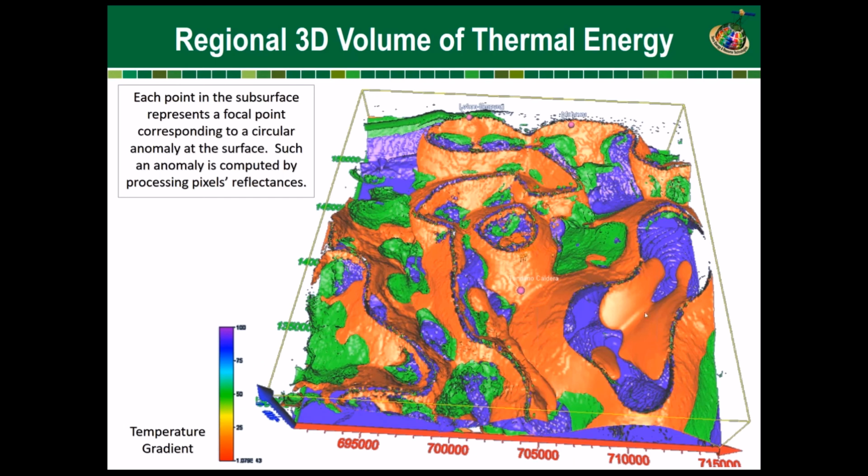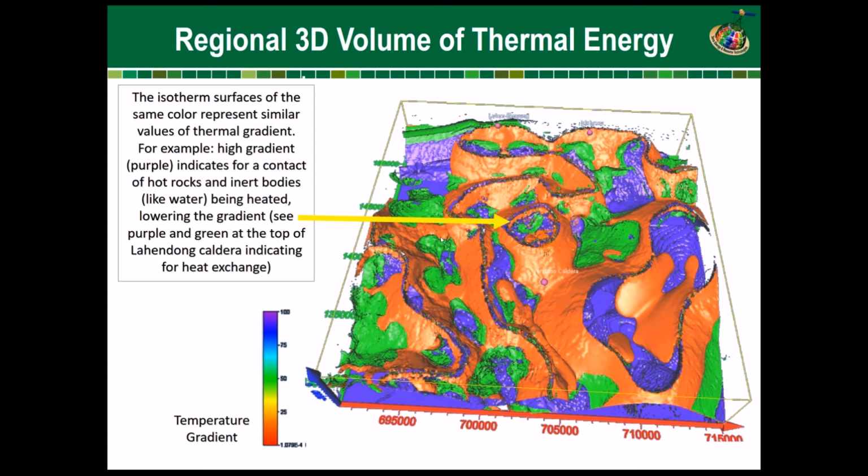Here is a 3D volume of isotherm surfaces within this area. The isotherm surfaces of the same color represent similar values of thermal gradient. For example, high gradient is purple color, indicates for a contact zone of hot rocks and inert bodies like water that is being heated. Lowering the gradient, please see the purple and green at the top of Lahendong caldera indicating the heat exchange. Purple usually means that there's high degree of heat transfer.